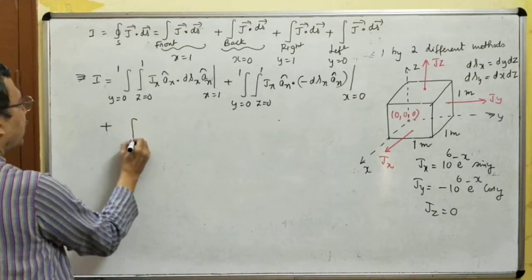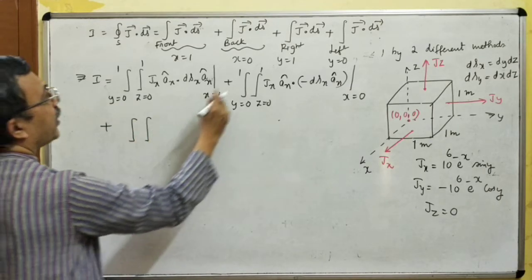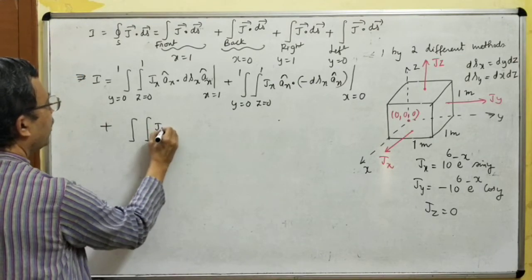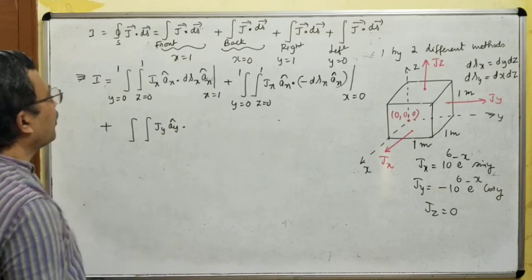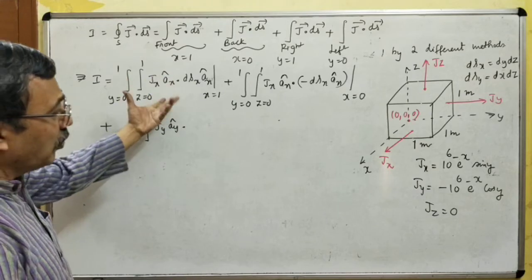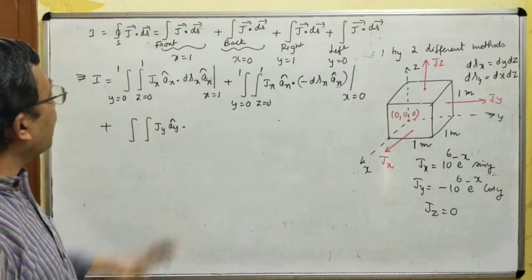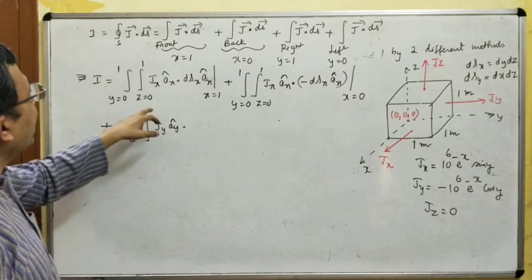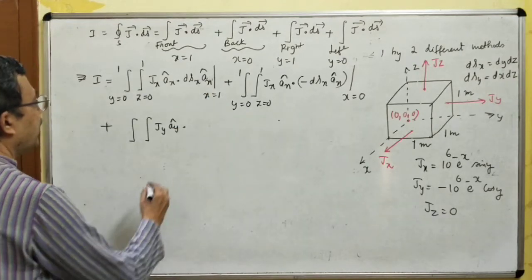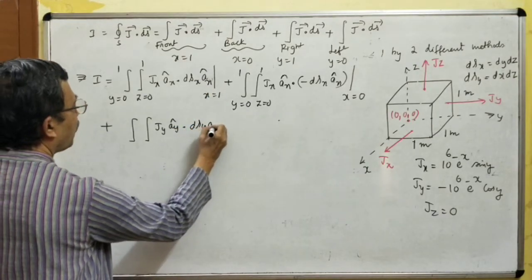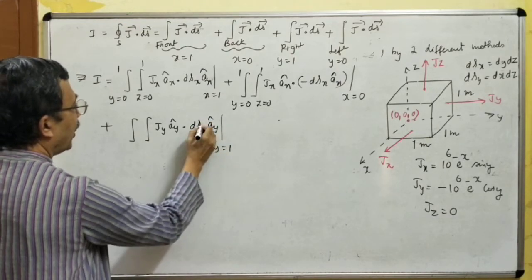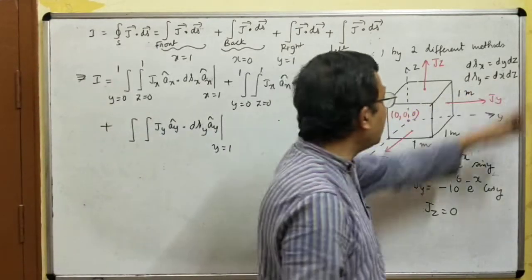Plus double integral vector J dot dS. So here vector J is Jy a_y cap dot dSy a_y cap. Actually you might be wondering why I have not taken Jy while evaluating the previous expression. Even if you write it, it's of no use because a_y cap dot a_x cap will become 0. Therefore no need to write the Jy component when dS has the unit vector a_x cap. The right face is at y equal to 1. What is dSy? dSy is dx into dz.